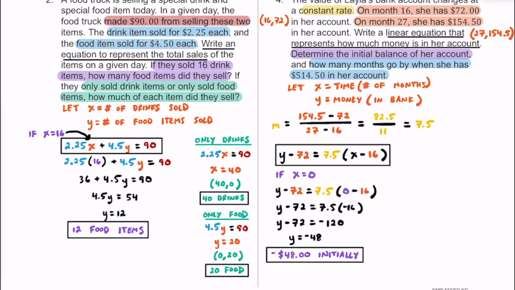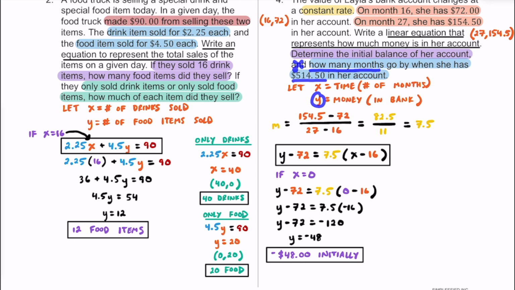And finally, there's one more part to this question. It says how many months go by when she has $514.50 in her account. And so this $514.50, that is going to be a y value. So when it says how many months, that means we don't know x. So we're going to be solving for how many months, which is going to be our x.